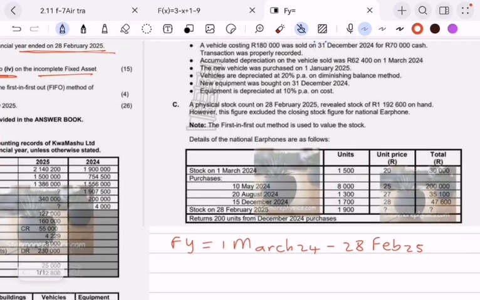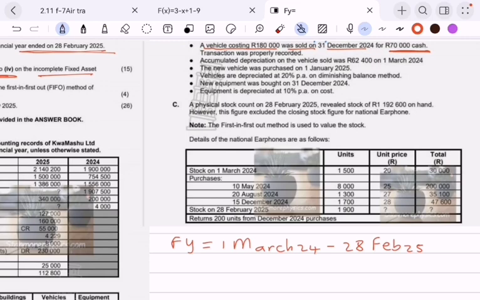So they're saying a vehicle costing 180,000 was sold. When was it sold? 31st December 2024 for 70,000 cash. Just because they sell it at 70,000, it doesn't necessarily mean that's the car's carrying value. No, it doesn't mean that, people. It absolutely doesn't mean that.